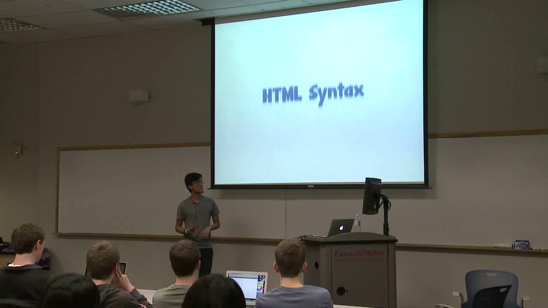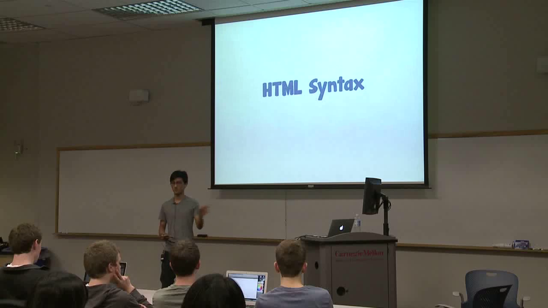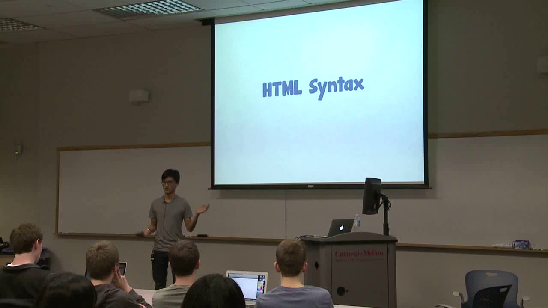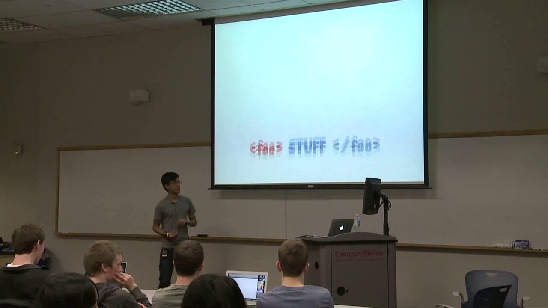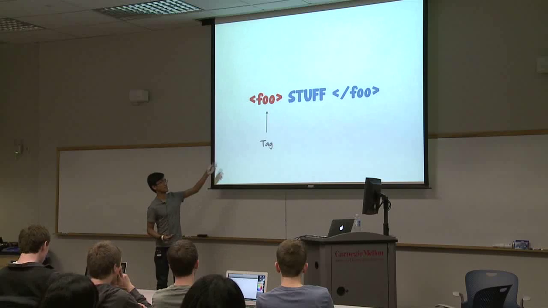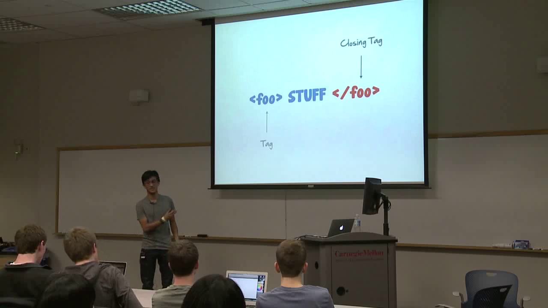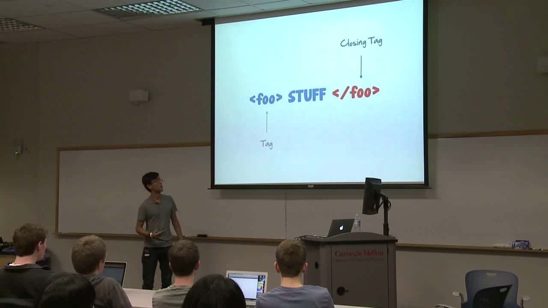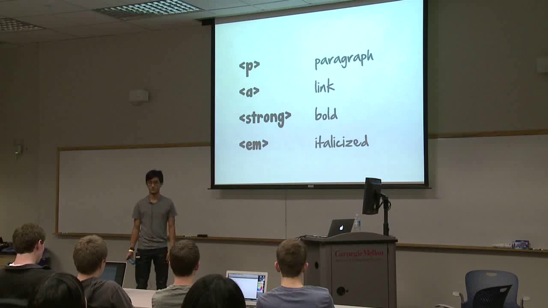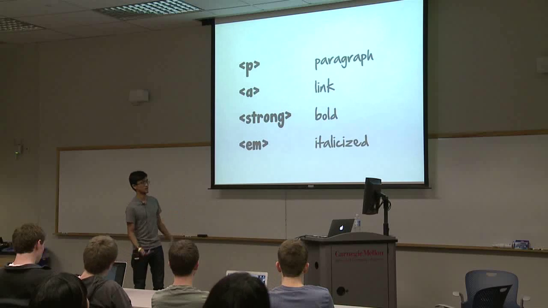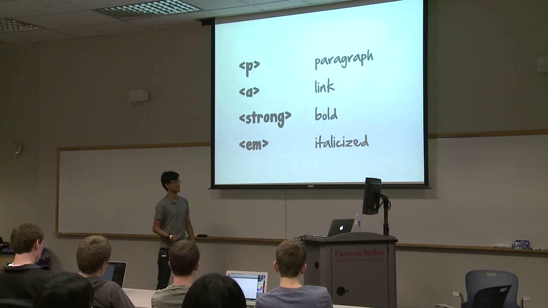So I'm going to start off with a quick overview of really basic HTML. Just for a quick show of hands, how many of you are really comfortable with HTML at this point? OK. All right. So HTML is based around tags. Here I have a foo tag, and there's stuff inside of it. Foo describes stuff. Also, tags have to be closed with this slash. And there are a couple of really heavily used tags that you're definitely going to have to use at some point. These are probably the most basic ones. They cover paragraphs, links, and styling text.